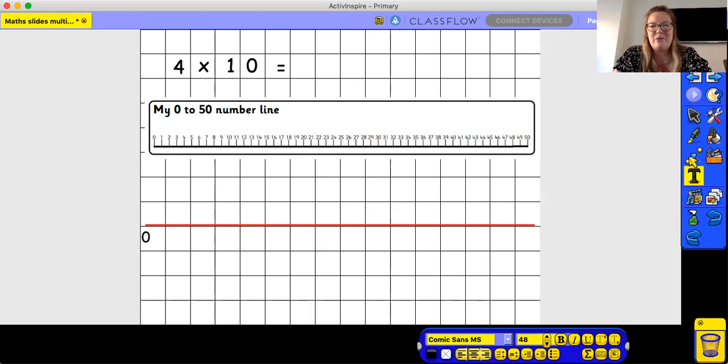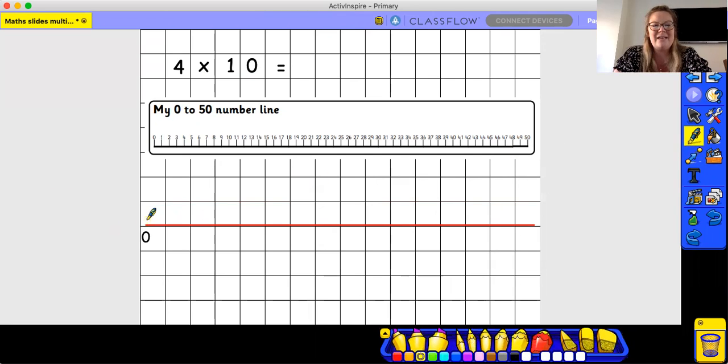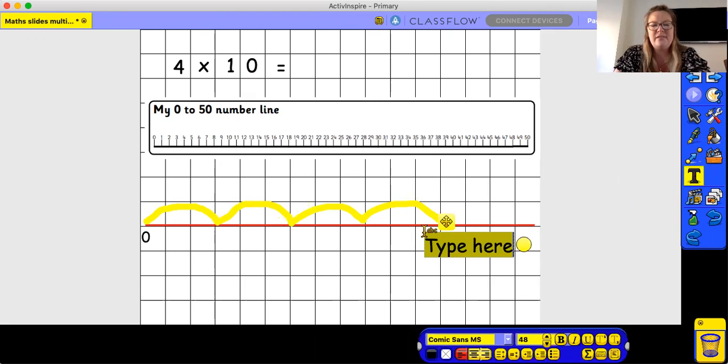Well done, Year 2. I'm sure you've got the right answer. Let's have a look all together. 4 jumps of 10. 1, 2, 3, 4. Now let's count in 10s. 10, 20, 30, 40. 4 lots of 10 equals 40. Very well done if you got that answer.